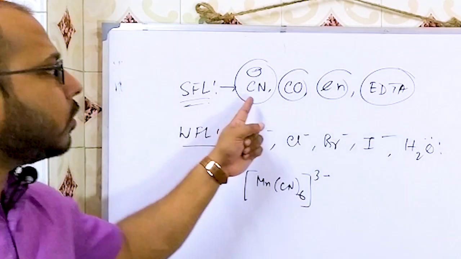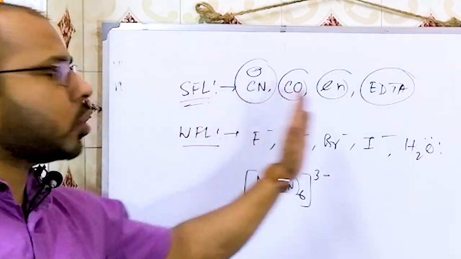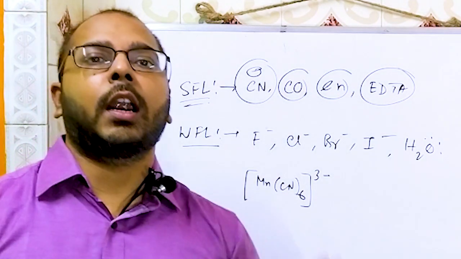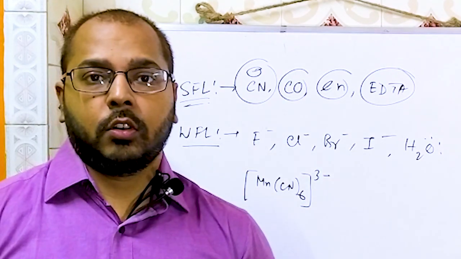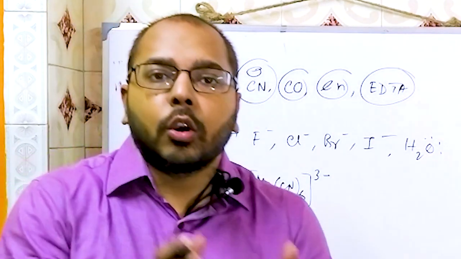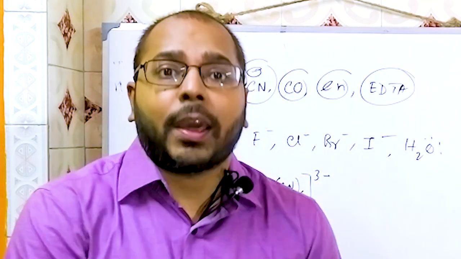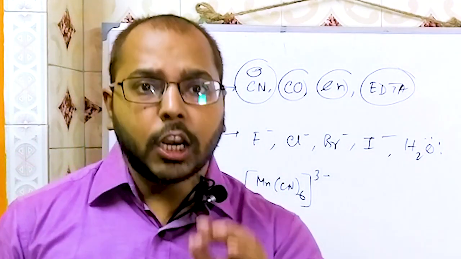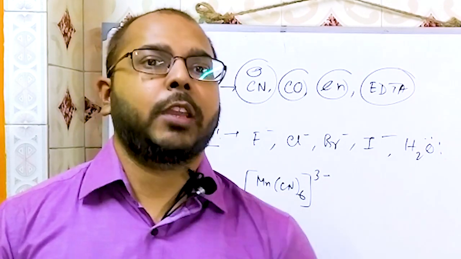I have already told you in my valence bond theory video that if strong field ligands like CN minus or CO are present, then, number one, electrons are to be paired up. Inner orbitals are to be used. And as electrons become paired, the magnetic moment will be low. So they are known as diamagnetic or weakly paramagnetic, and they are low spin complexes.